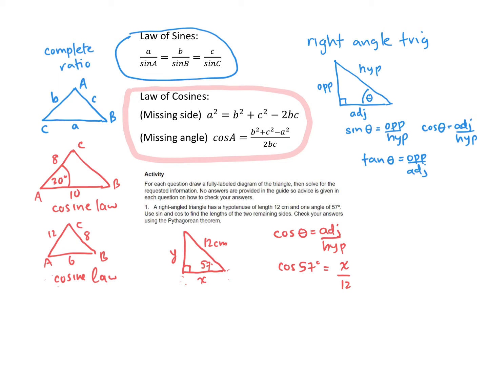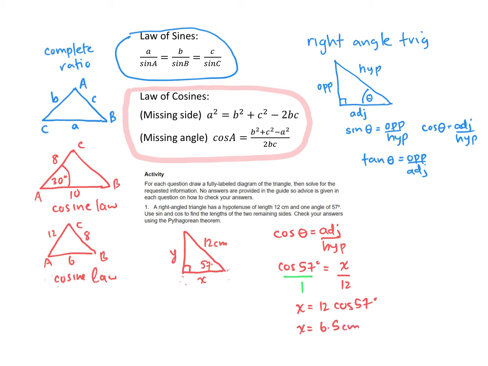So in order to solve for X, we could just cross multiply. So we'll do 1 times X, and we'll do 12 times cosine 57. Just make sure when we're using trig that our calculator is in degree mode. So I'll do 12 times cosine 57, and I get 6.5 centimeters.